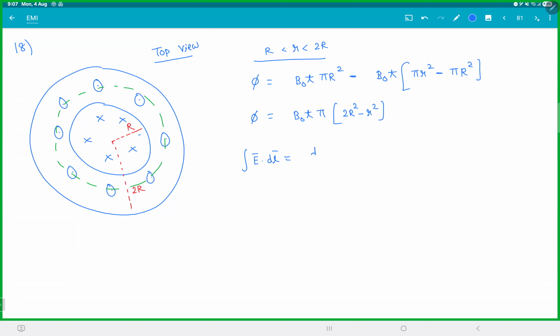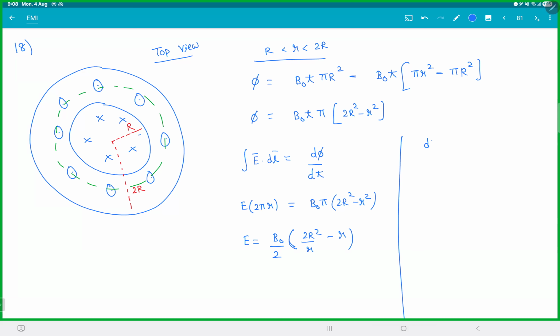Integral E dot dl is d phi by dt. E into 2 pi r is equal to B naught pi times 2R square minus r square. So we get the field will be B naught by 2r times 2R square minus r square. This is not a parabola or anything. Now, if you do dE by dr equal to 0, you will notice you'll get r equal to R root 2. Meaning at this point, you're getting a maximum value.